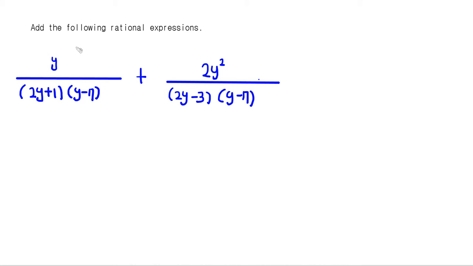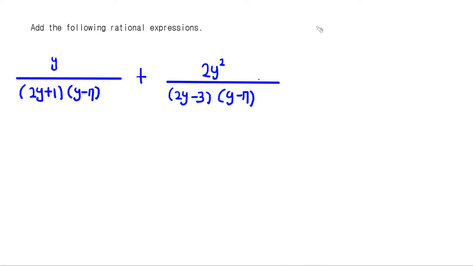In this video, I'm going to talk about the second example, the advanced adding and subtracting of rational expressions. The question is y over (2y plus 1)(y minus 7), all of that plus 2y squared over (2y minus 3)(y minus 7). And we'll use this for solving these rational expressions.